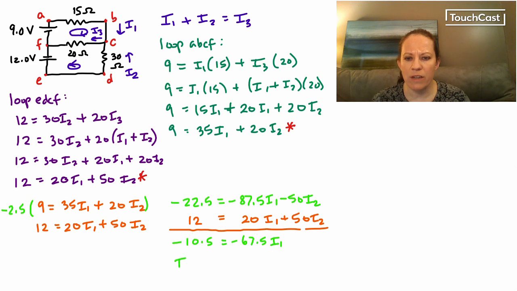So now I can finish solving here. That I1 will be negative 10.5 divided by negative 67.5, and I will get a value of 0.15, where the 5 is a repeating decimal, amperes. Let me put that inside a little box to help us keep track of it.